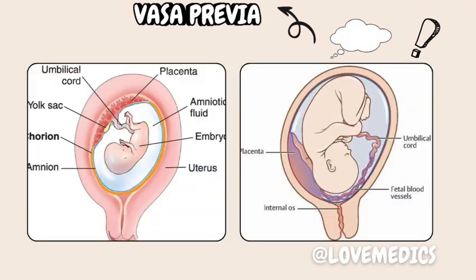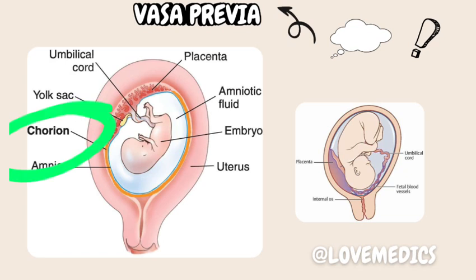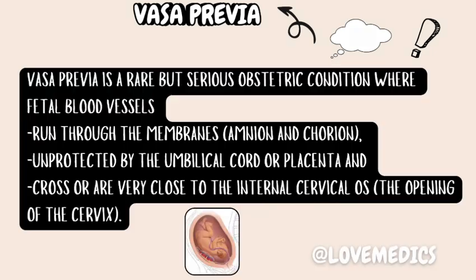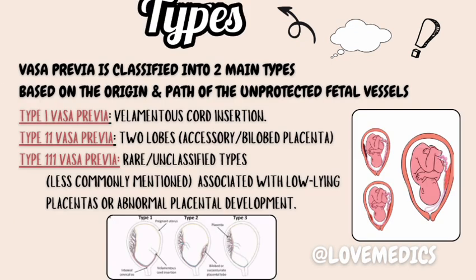Which membrane? Amnion and chorion. Amnion is the inner layer that surrounds the fetus and it contains amniotic fluid. Chorion is the outer layer. It is in contact with the uterine wall and the placenta. And this fetal vessel is unprotected by the umbilical cord or the placenta and it crosses or lies very close to the internal os. So the unprotected fetal vessel runs through the membrane and crosses the internal os. That is Vasa previa.